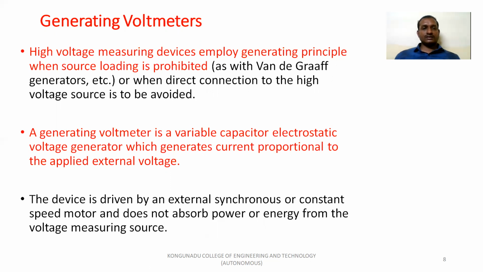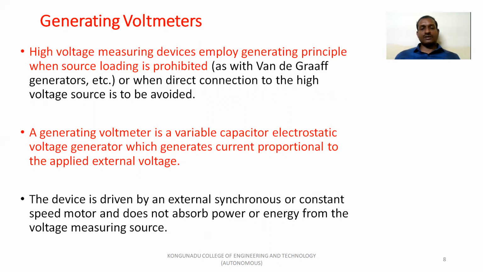Here a generating voltmeter is a variable capacitor electrostatic voltage generator. It works on the principle of the variable capacitor concept. It generates a current proportional to the applied external voltage. With the help of this generator, we generate the current proportional to the applied external voltage, and from the current value, we are able to calculate the applied voltage.